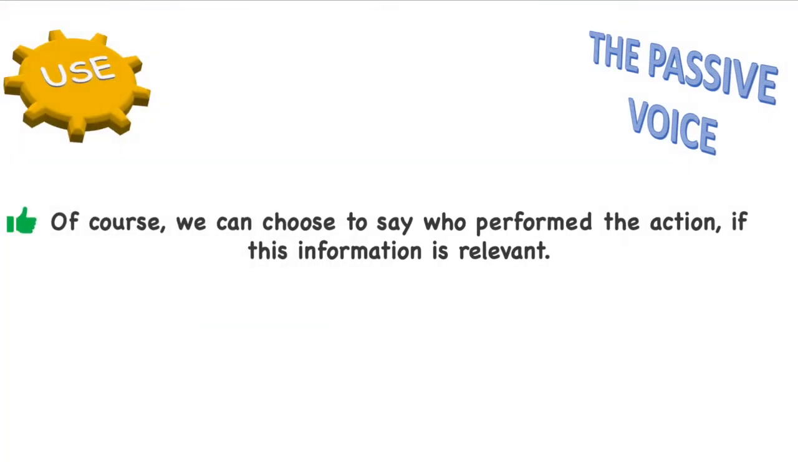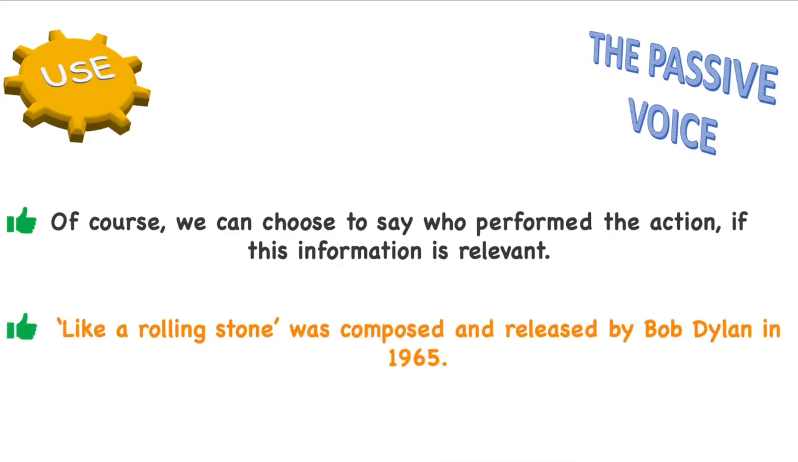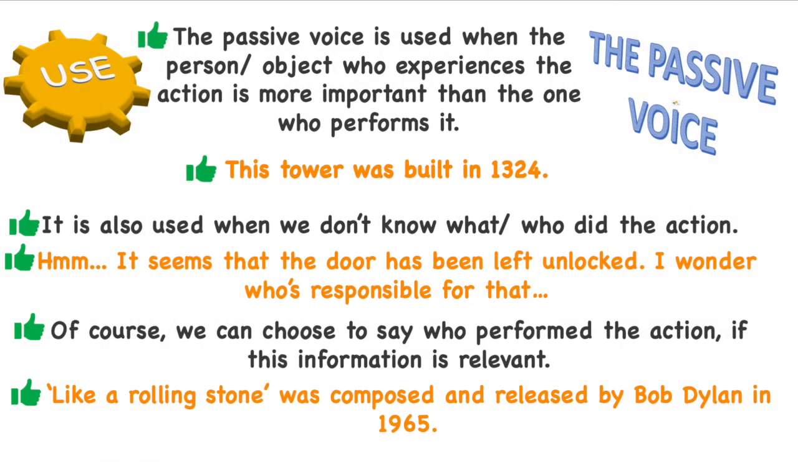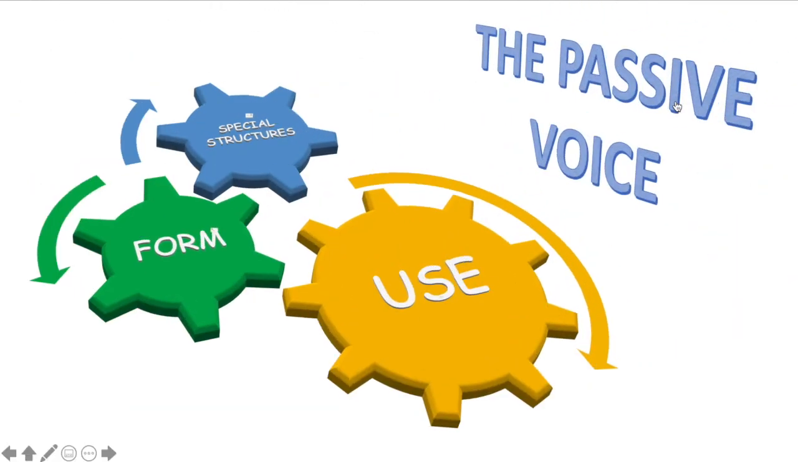Of course, we can choose to express who performed the action if this information is actually relevant. Like a Rolling Stone was composed and released by Bob Dylan in 1965. I need to mention the author, otherwise the information I'm giving is incomplete, so I mention Bob Dylan. Right, so these would be the contexts in which we use the passive voice, to which I would add the fact that the structure in itself is a bit more formal than others, perhaps, so more likely to appear in written discourse rather than in spoken language.